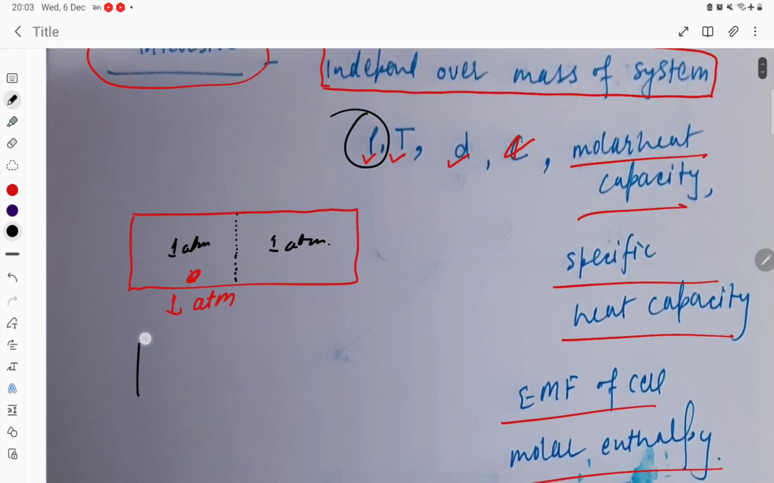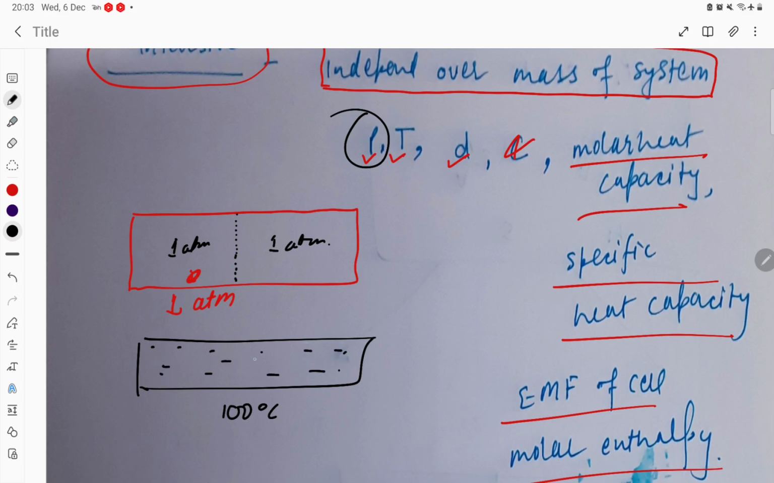Similarly, if the temperature of this total block is 100 degrees Celsius, then the temperature of the substance in this part is 100 degrees Celsius. If you cut this block here, the temperature remains the same: 100 degrees Celsius, 100 degrees Celsius.